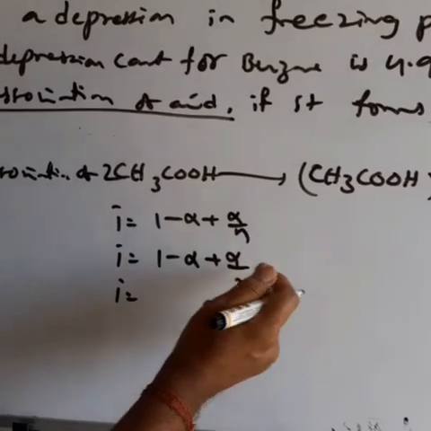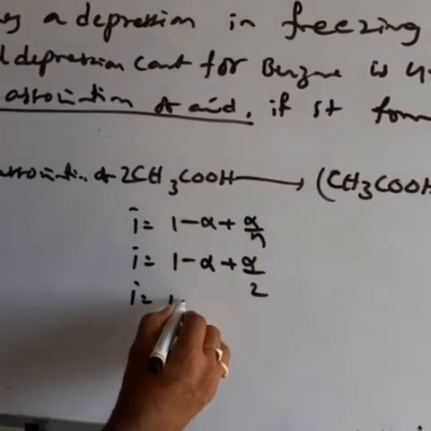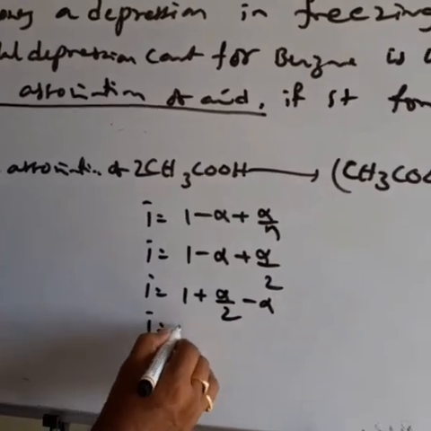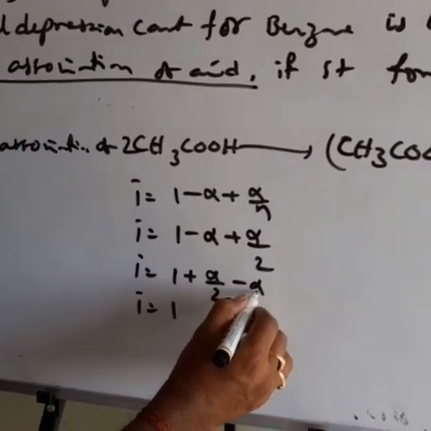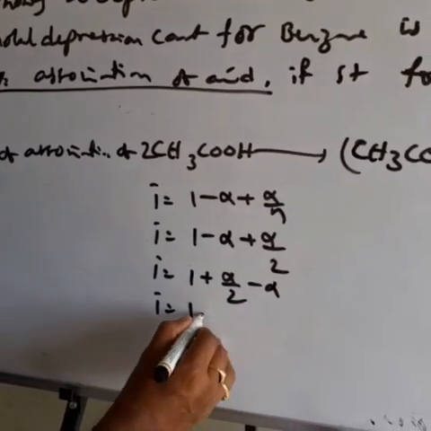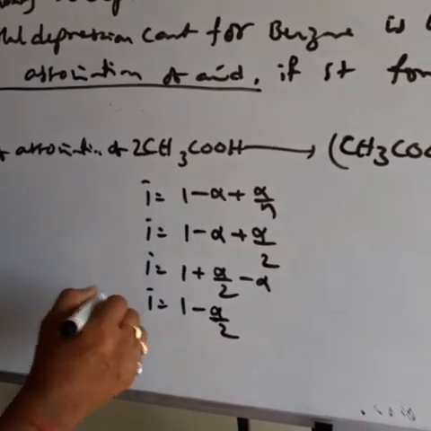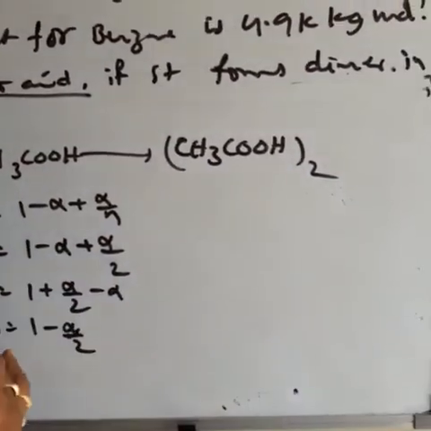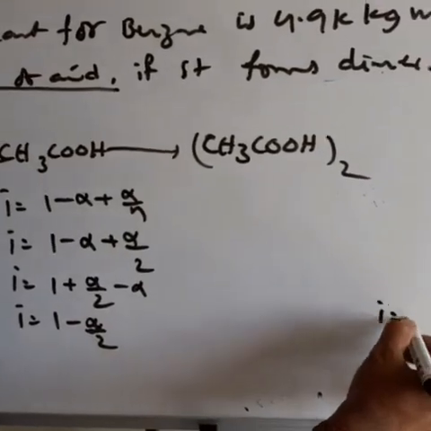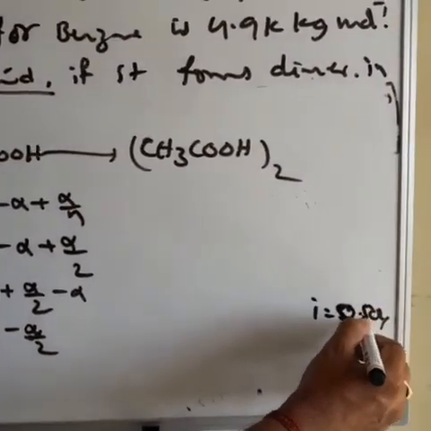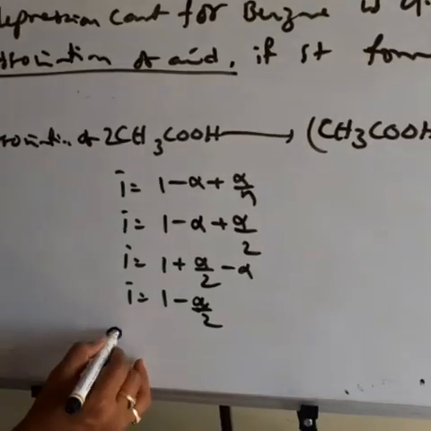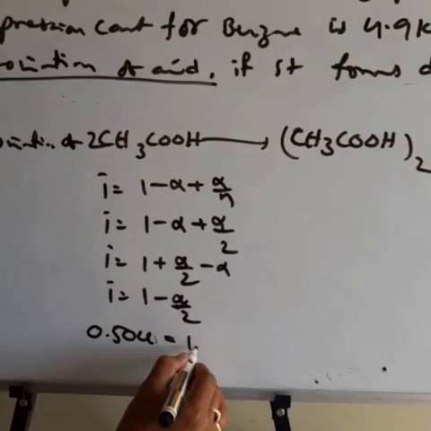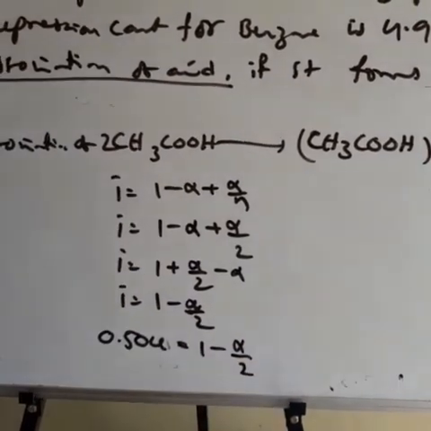This alpha comes to this side, so we can write 1 plus alpha by 2 minus alpha. Therefore I is equal to 1 minus alpha by 2. So this is the I value, which we already calculated. What is the I value? 0.504, just now calculated. Then substitute the I value: 0.504 is equal to 1 minus alpha by 2.